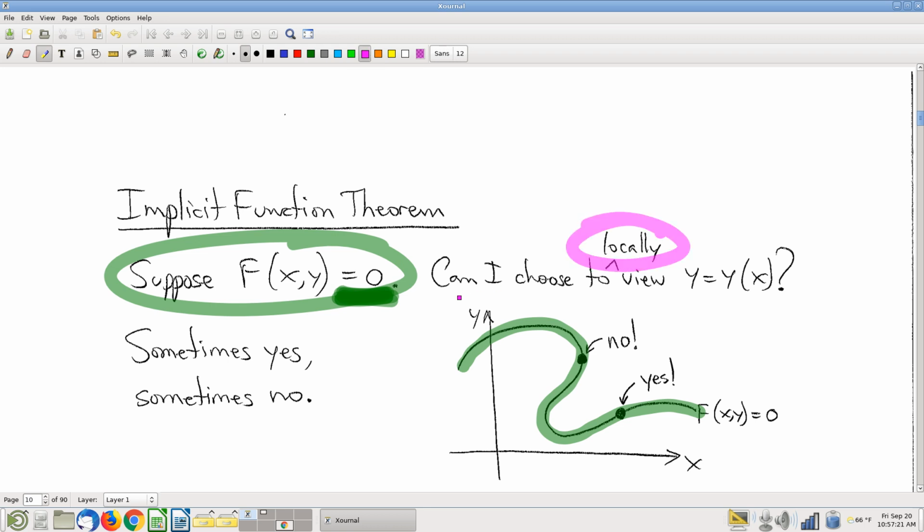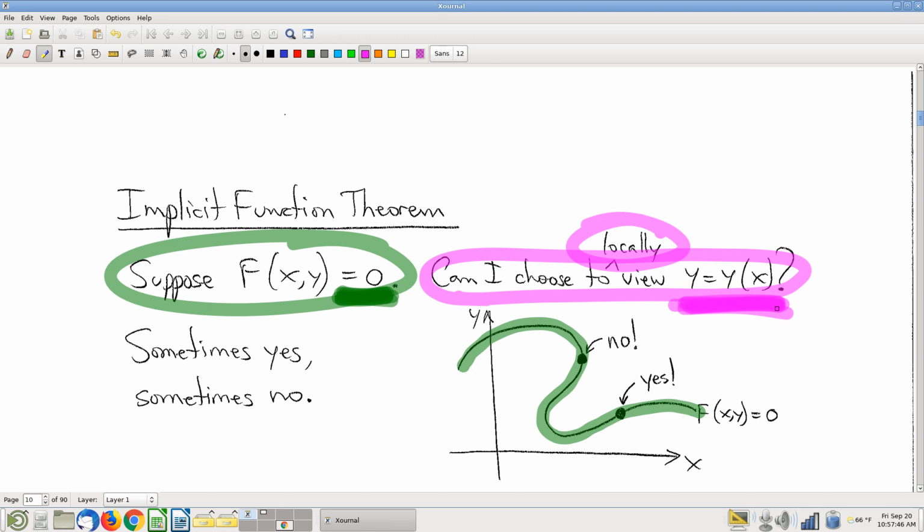Okay, at a certain point, depending on where I am, locally nearby, if I would like to choose to reconceive of this curve, if I no longer want to think of this curve as being a level set, can I instead, this is the big question, can I view this instead as a graph? Can I view, for example, y as being a function of x?